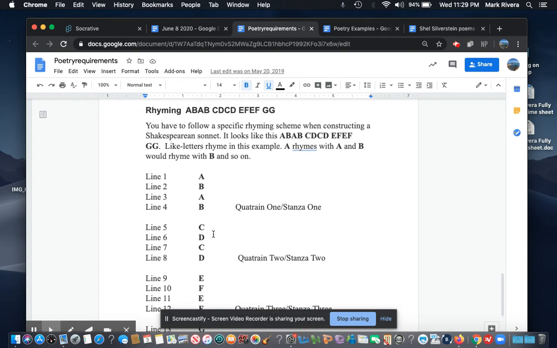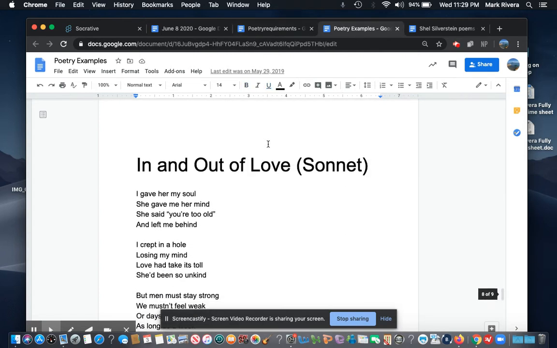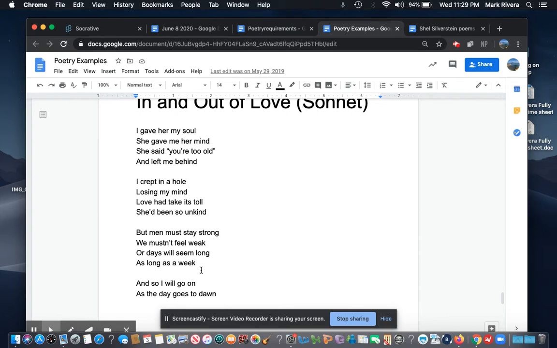And generally, it's about love, but I'm not going to go too crazy. If your sonnet's not about love, that'll be okay. All right. My example of my sonnet is here, and again, you can take a look at it.